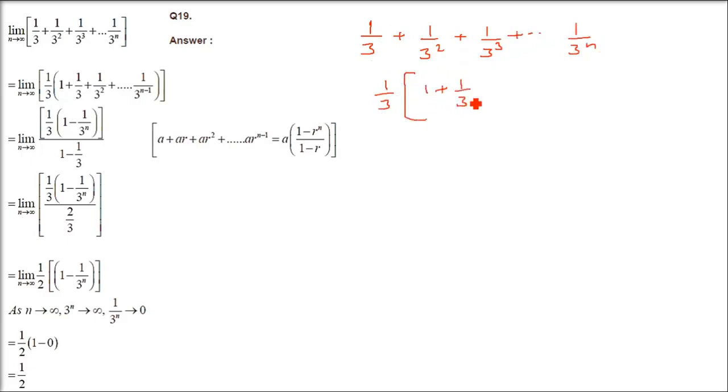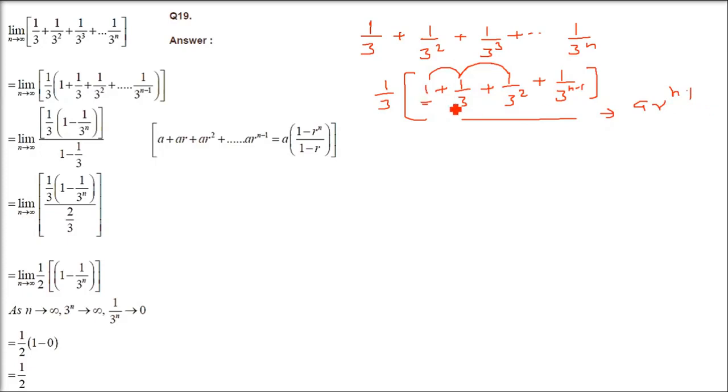So you have 1 by 3 times 1 plus 1 by 3 plus 1 by 3 square, and this goes up to 1 by 3 raised to the power n minus 1. This is not plus dot dot dot. So we have 1 by 3, and this series is a GP series. 1 by 3 by 1 is 1 by 3. 1 by 3 square by 1 by 3 is 1 by 3. So common ratio is 1 by 3.